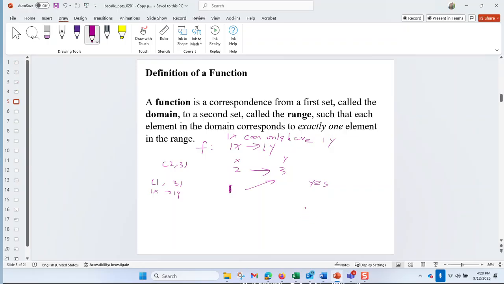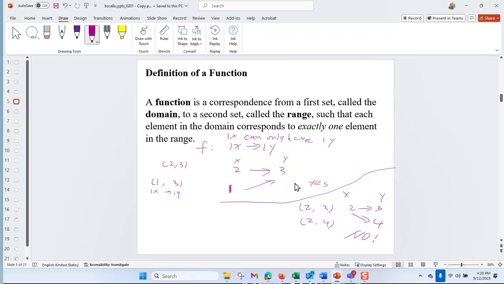But if I have a 2 and 3 and, let's see, 2 and 4, for example, if I have this kind of situation, so now I have a 2 to 3 and then I have a 2 to 4, right? So this is your x value, this is y value. So this one will be not a function.